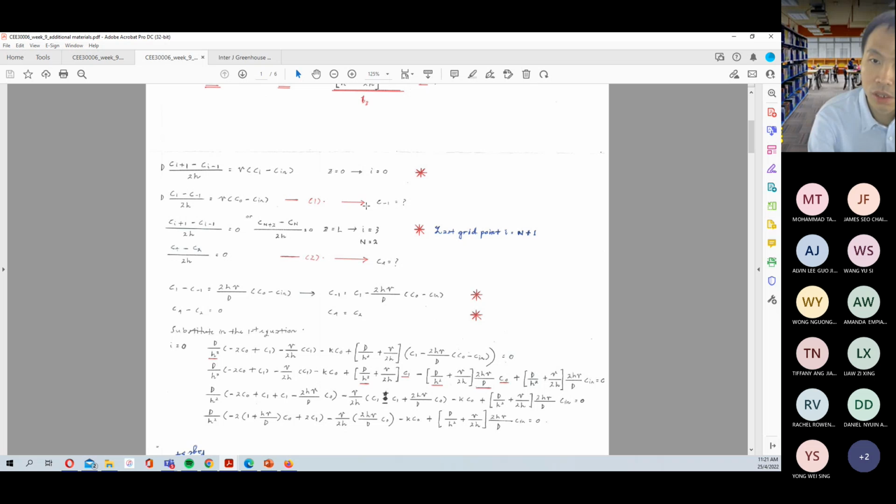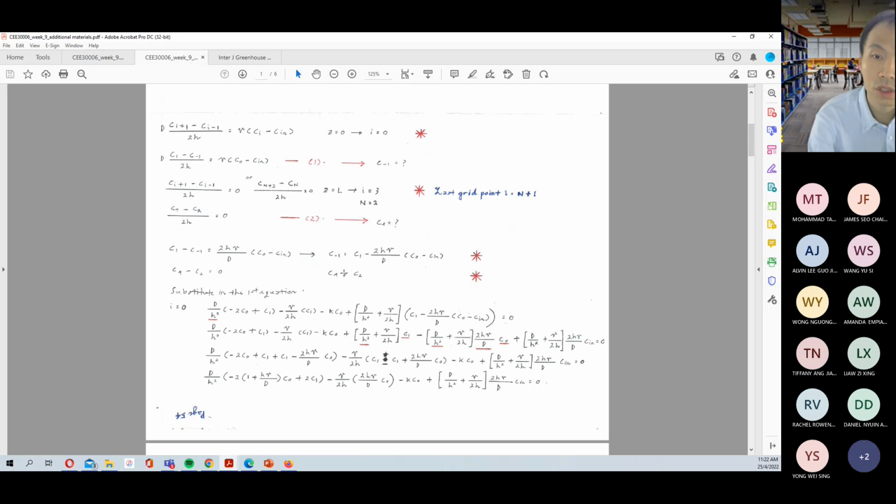So after you convert it to this one, then you will be able to find out this C minus 1 with respect to the other term in here. So this will be going to here. Okay, as a result, you will get this one. This one, if you substitute I equal 3, it will be equal to this. So as a result, your C4 will be equal to C2.